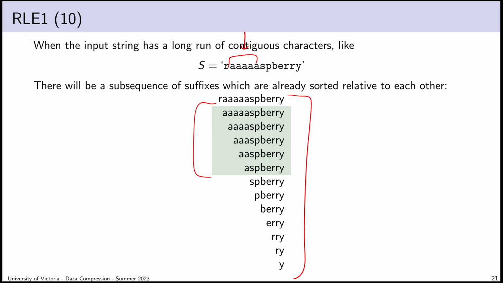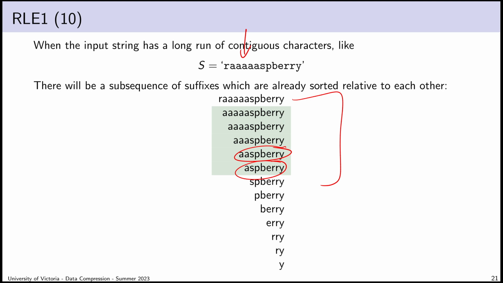For the sake of this example, I've used the character A, and you can observe if I do a lexicographical comparison of strings among this block, they are all already in sorted order. That is to say, AASP will come before ASP in the dictionary. So they're already sorted. And you can imagine, although this example is the largest one I can fit on a slide in this notation, if this were a run of 1,000 A's, you'd have a very long block of suffixes that are all in sorted order.